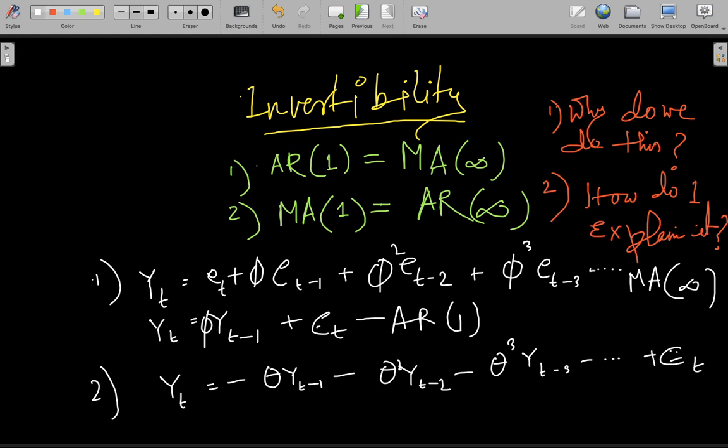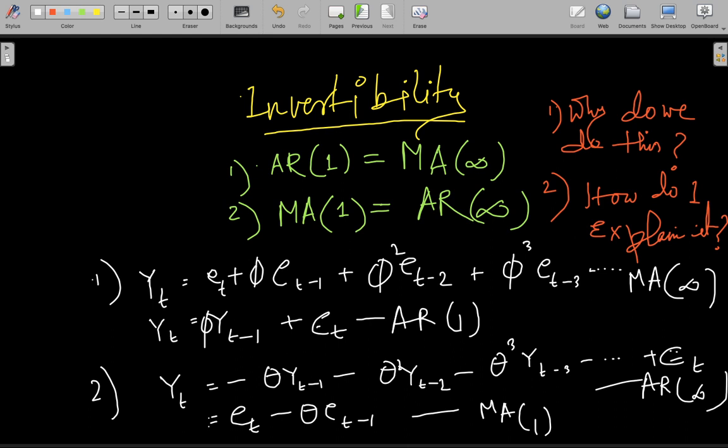The other equation I get when I use an MA series is basically epsilon_t minus theta epsilon_{t-1}. This last one is my MA1 series, whereas the one above is my AR infinity series. Now the question is, why do we do this? Both processes are known as invertibility. So basically you invert from one series to the other.